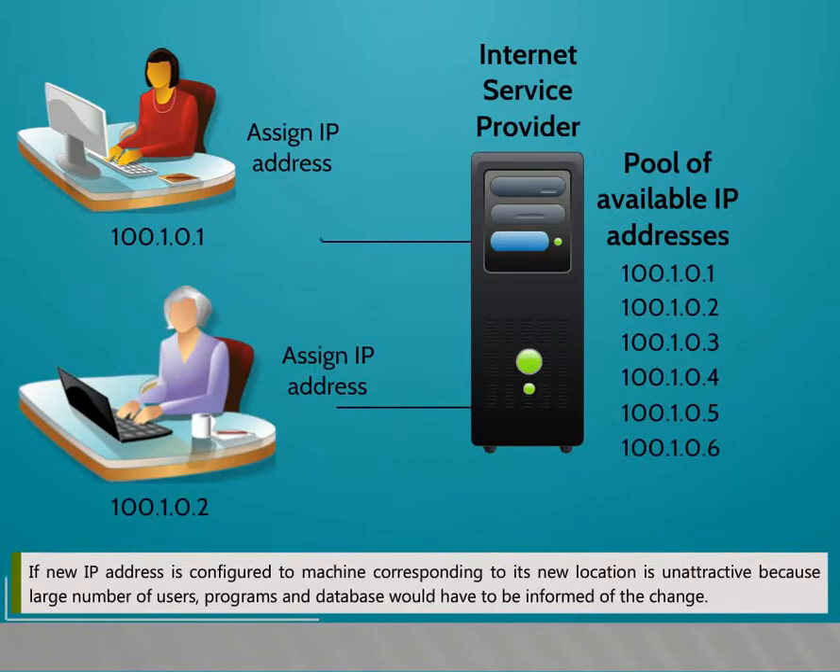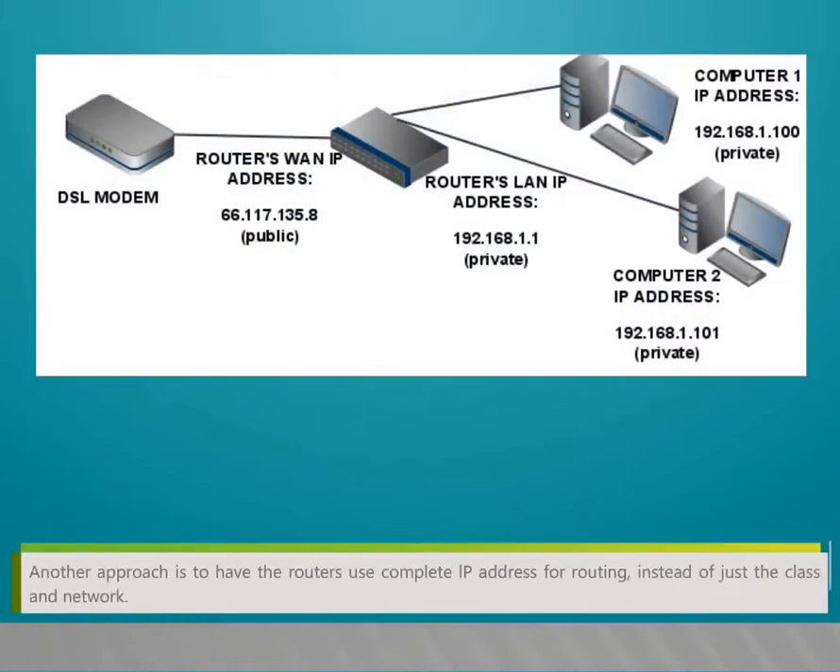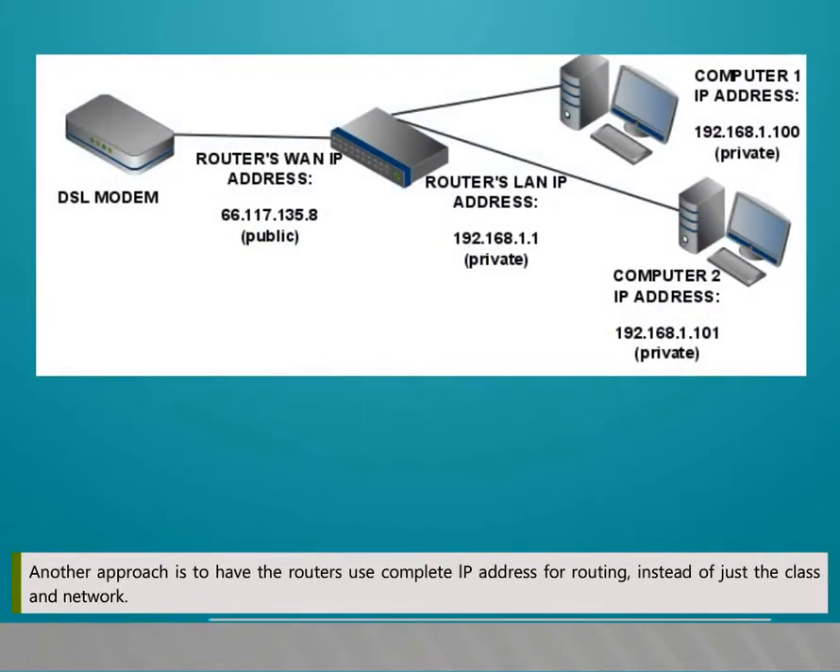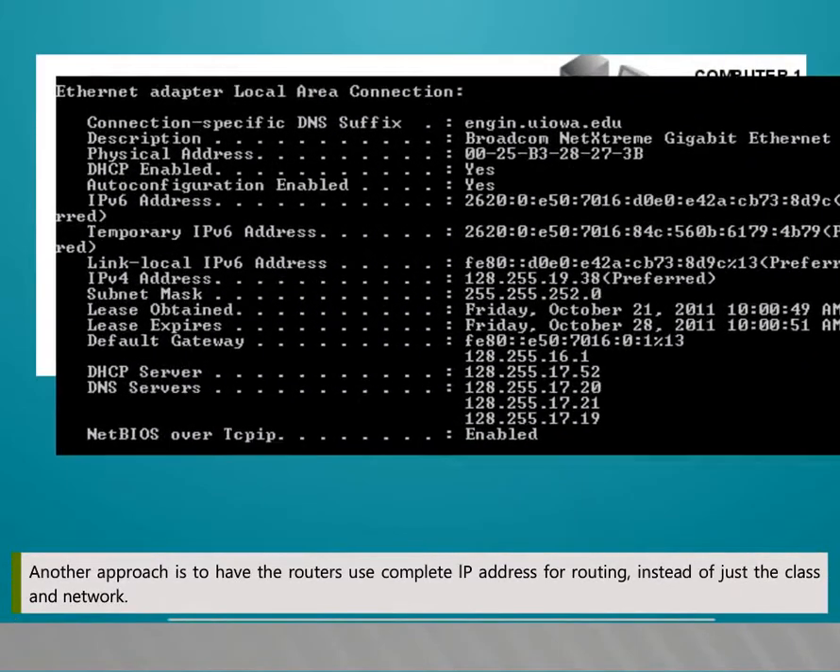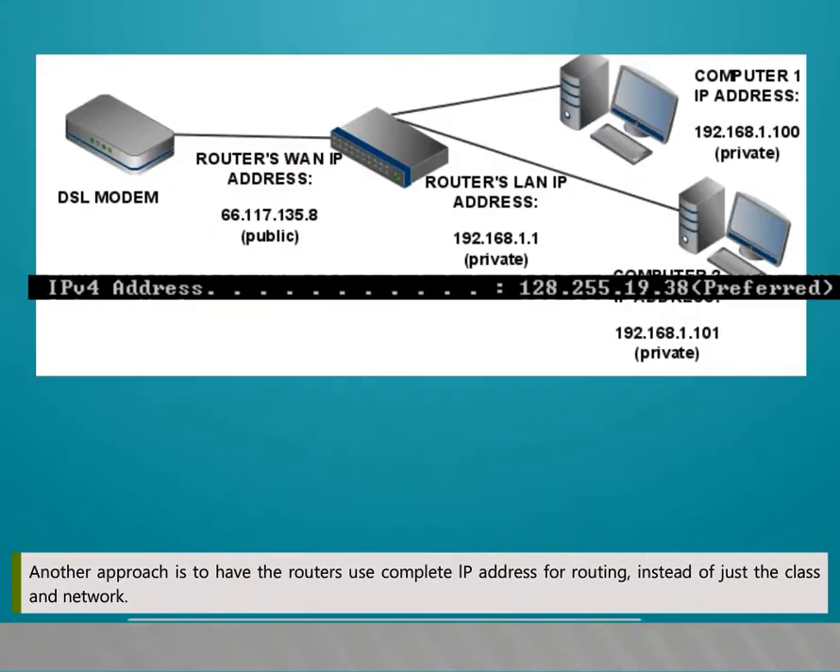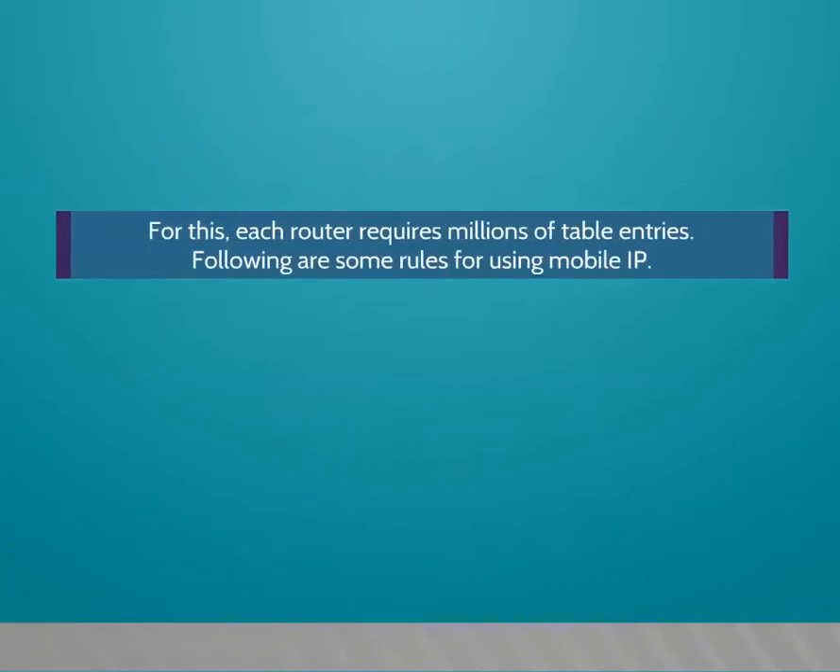Configuring a new IP address to the machine corresponding to its new location is unattractive because a large number of users, programs and databases would have to be informed of the change. Another approach is to have the routers use the complete IP address for routing instead of just the class and network. For this, each router requires millions of table entries.